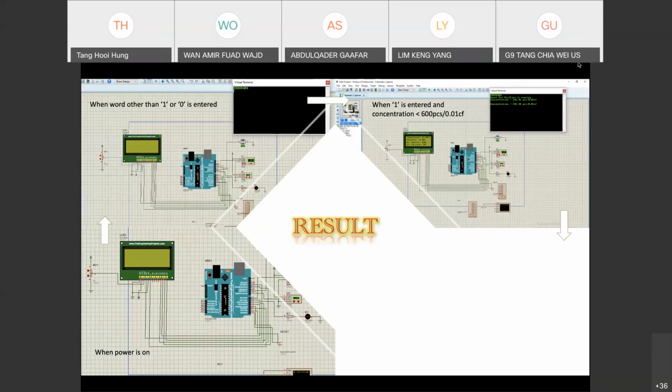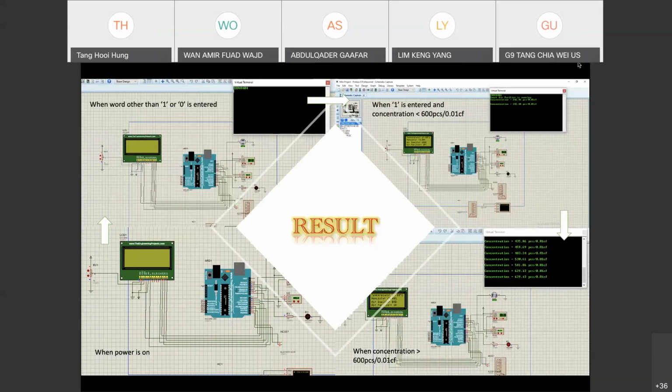Okay, so the next one is when it reaches 600. The air purifier will start to function, and the LED lights up, everything is going on. Okay, so the next.